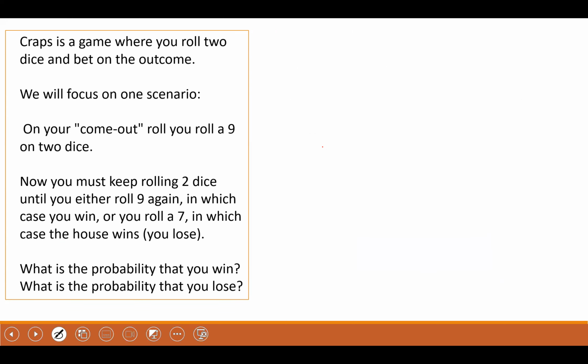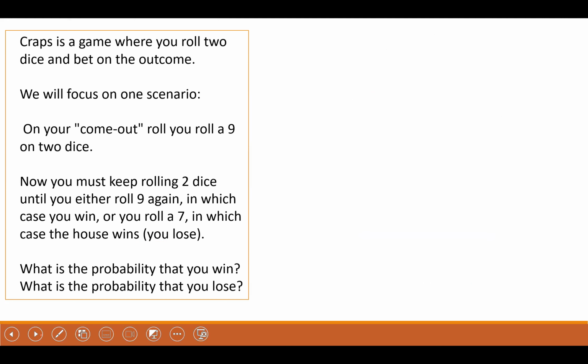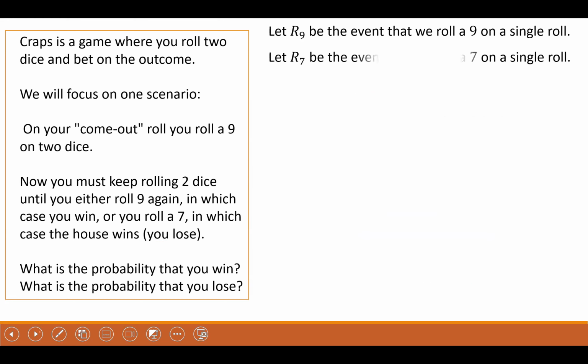And then we can figure out the probability that we roll neither a 7 or a 9, and in that case, the game keeps going. All right. So R9 will be the event that we roll a 9 on a single die roll. R7 is the event that we roll a 7 on a single die roll.